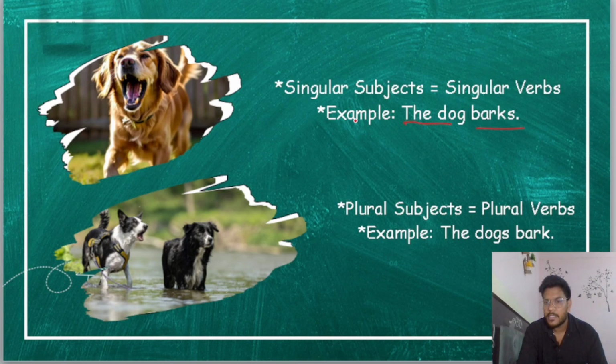So how do we identify the verbs? When we see verb plus s or es, it means the singular verb. Okay, s or es. In the next example, the dogs is the plural subject, and for a plural subject we have to use a plural verb. And how do we identify whether the verb is plural or singular? We have to check the s or es, and if there is no s or es, it means it is a plural verb.